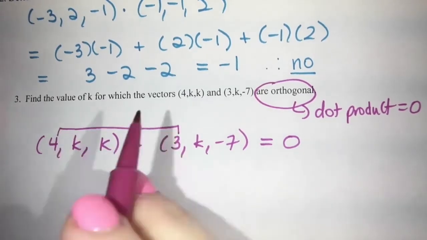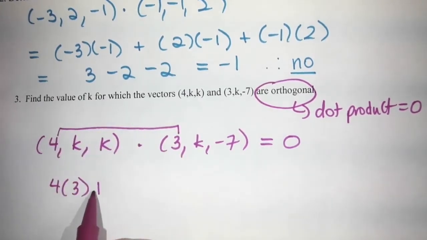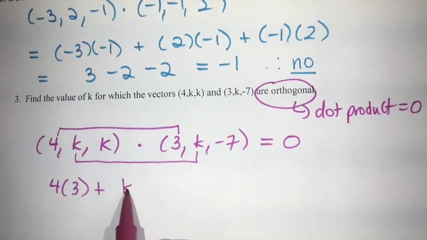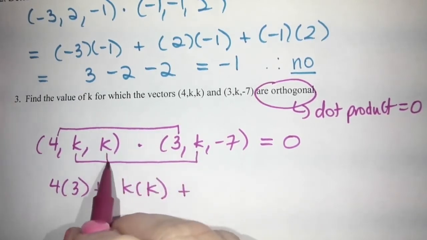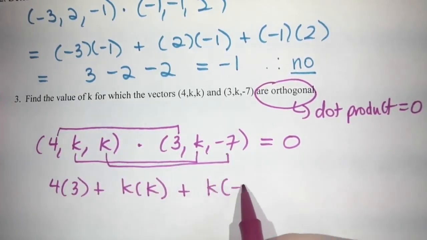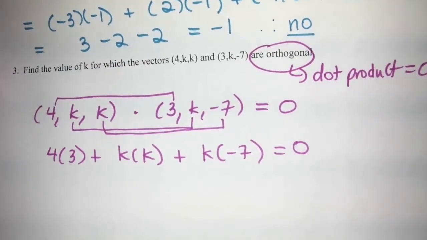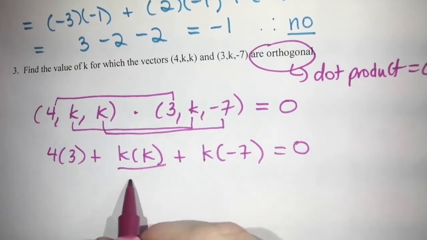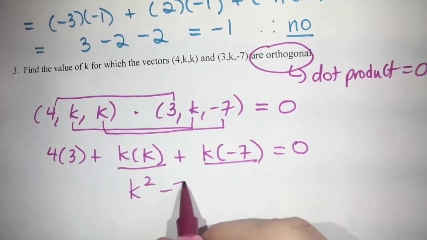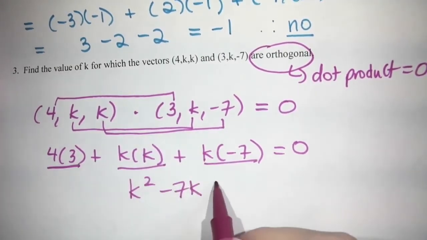So first times first would be 4 times 3. Second times second would be k times k. And third times third would be k times -7. And k times k is k squared. So if we multiply this out, we have a k squared here, here we have a -7k, and here we have a plus 12.